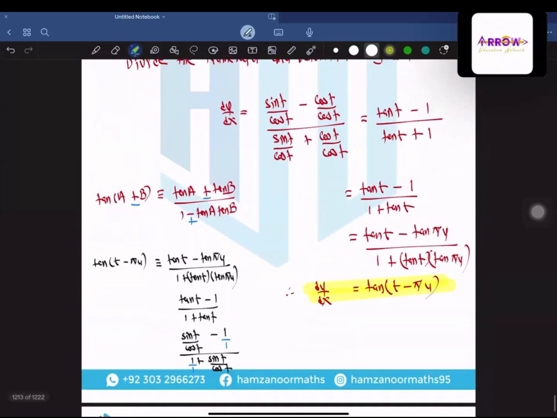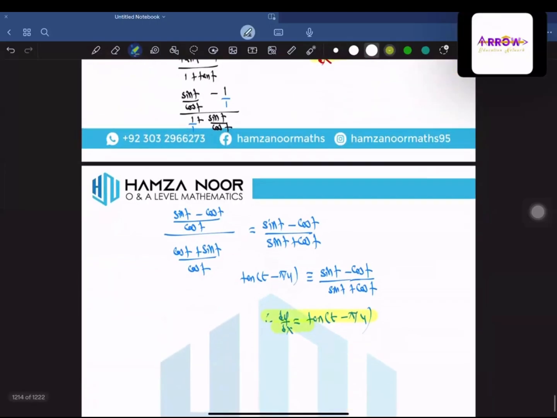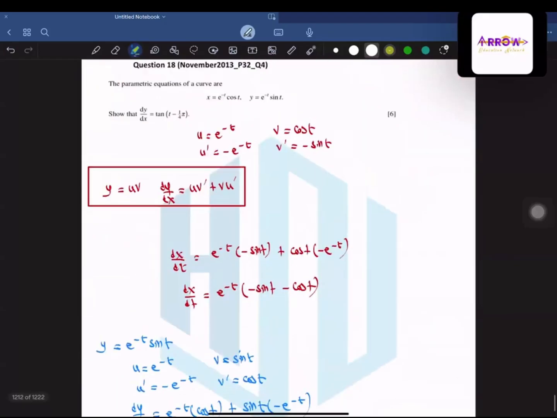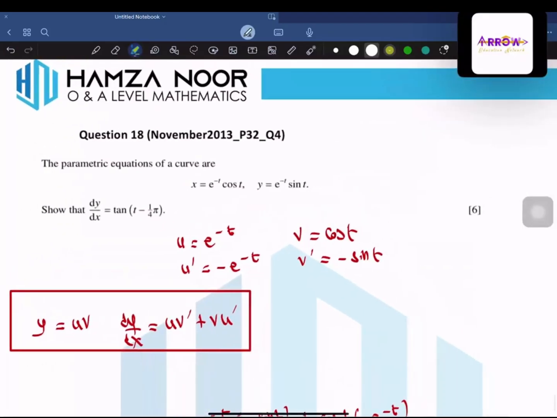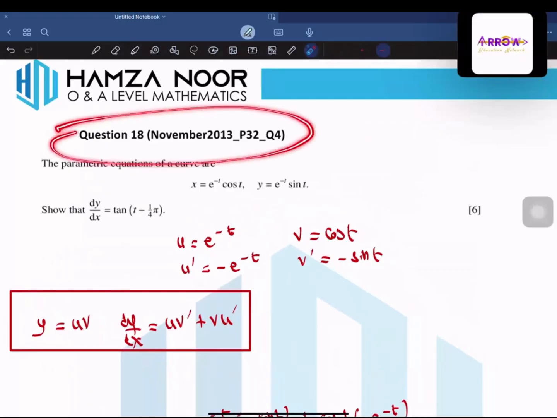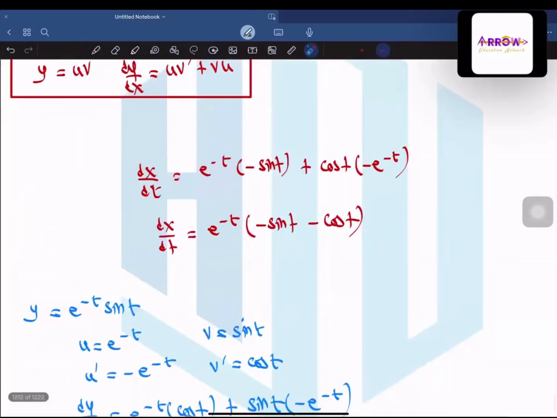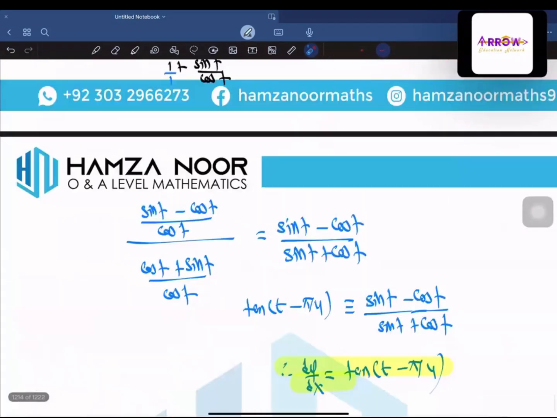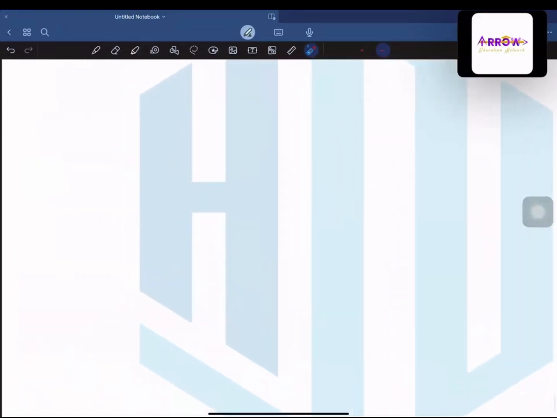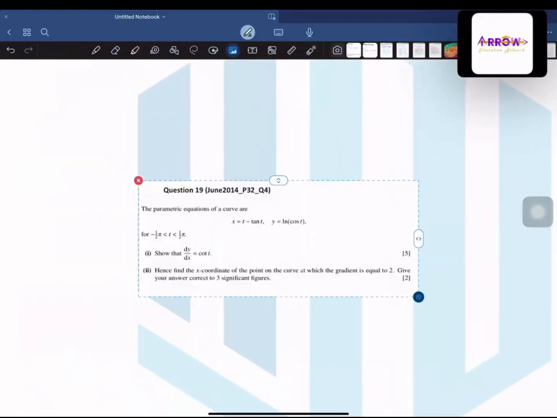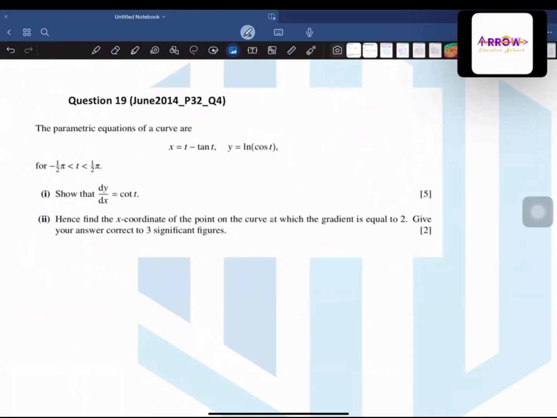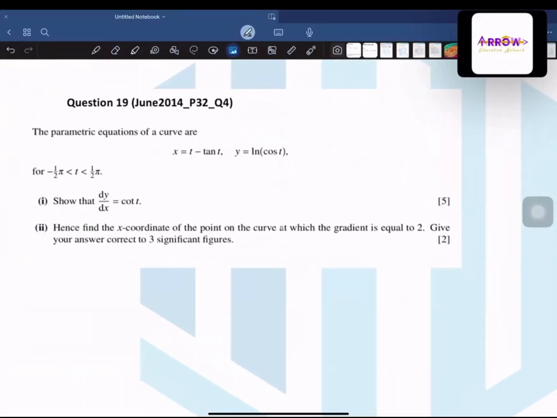All right, so here we have discussed this particular question, which is question number 18 of the handout, October-November 2013, paper 32, question number 4. So now let's move on to the next question. This is question number 19 of the handout, which is May-June 2014, paper 32, question number 4.